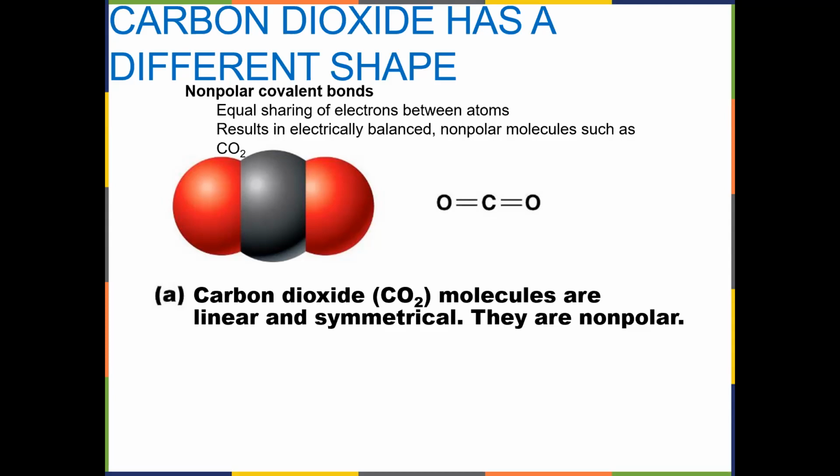hexagon shape. It has 6 carbons, so it tends to form a ring. That's fine. That's how glucose operates. Sucrose, table sugar, is a double ring. Carbon dioxide, a little different. It's in a straight line. An oxygen, a carbon, and an oxygen. It is symmetrical. It is linear. It's different.